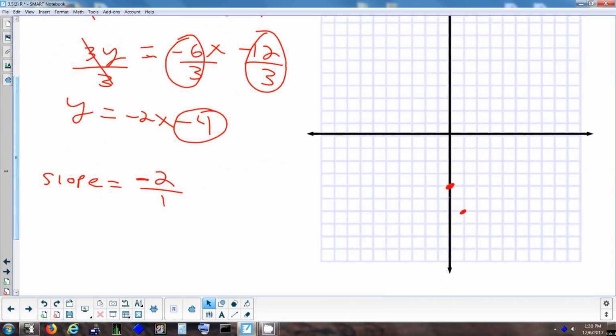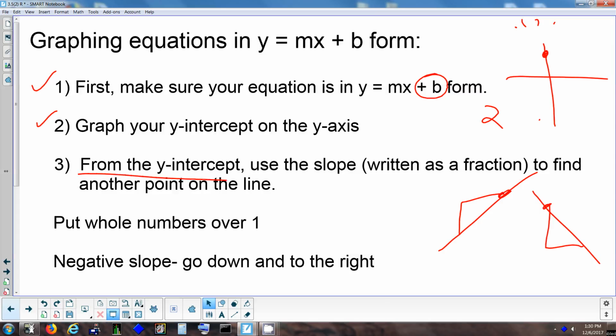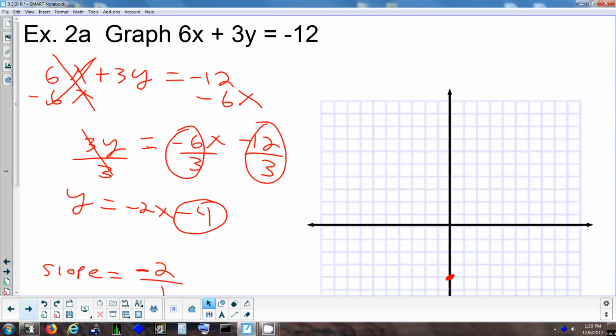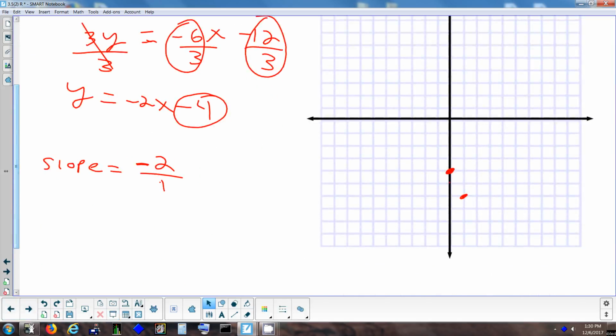Why do we start at negative 4? Because that's what the direction said. From the y-intercept, not from the origin. So from the y-intercept, down 2. And what did we say this one was? 1 to the right. We always go right, whether it's negative or positive. The only thing you have to decide is up or down. We go down if it's negative. And if it's positive, do we go up? Yep. So there's your point.